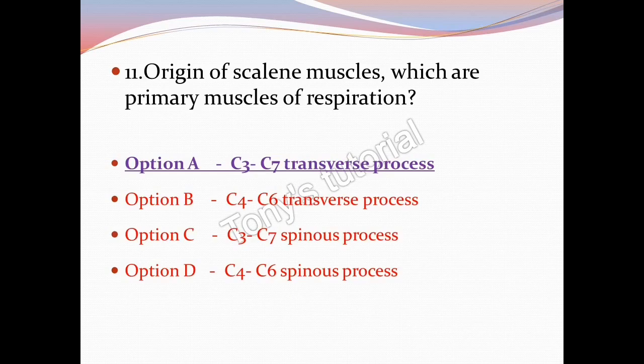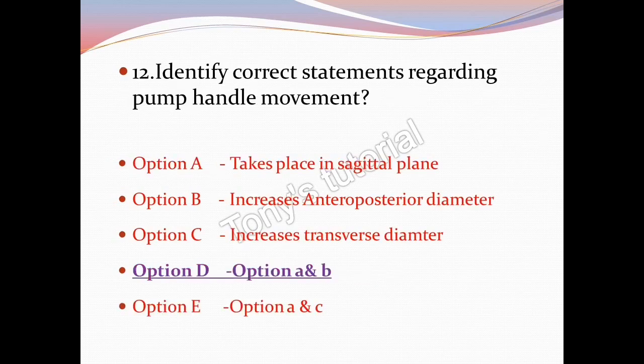Origin of scalene muscle, which is a direct question: C3 to C7 vertebra, that is the transverse process. Why is scalene important here? It is a primary muscle of respiration and it helps in lifting the first and second rib, which helps in AP diameter increase.